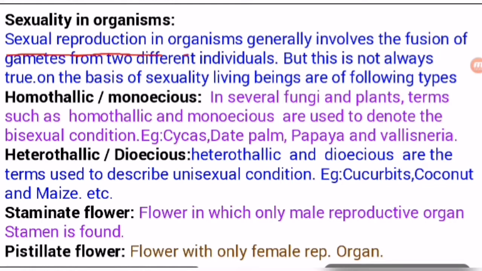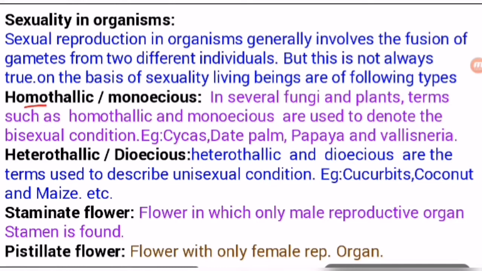Sexual reproduction in organisms generally involves the fusion of gametes from two different individuals. So fusion of gametes from two different individuals means their gametes are formed in different bodies. But this is not always true. On the basis of sexuality, living beings are of the following types. Homothallic. Homothallic is the term given to lower organisms, whose body is thalloid. Thalloid structure means thallus-like body, just like fungi and algae.